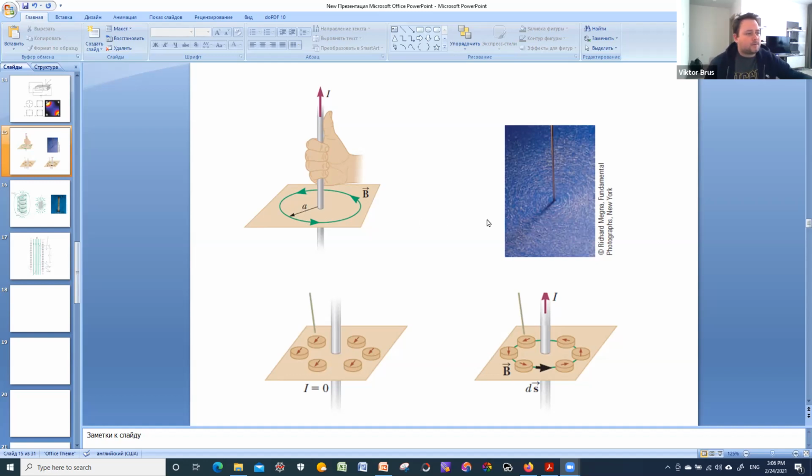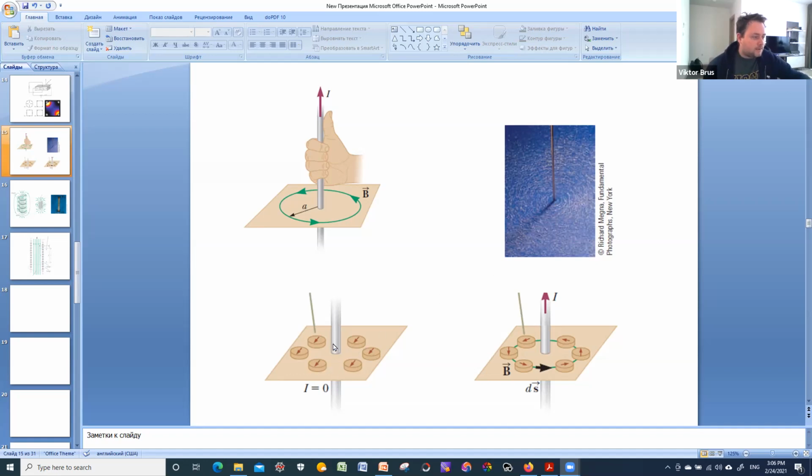And for instance, here we see with these small iron pieces, kind of tiny compass needles, we can see the circular structure of the magnetic field around a straight wire with electric current flowing through it.